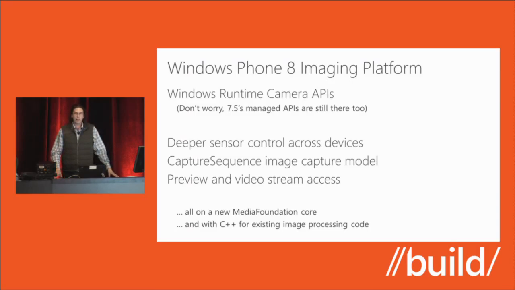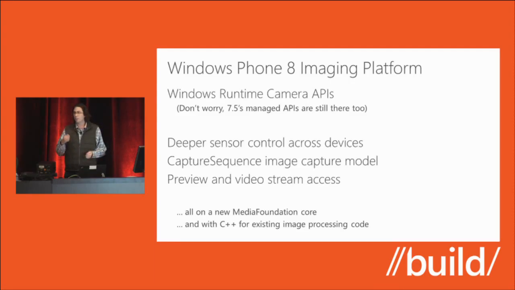So on Windows Phone 8, we're introducing a number of new Windows Runtime Camera APIs. The managed APIs from 7.5 are still there, but we think there are some compelling reasons to switch over to the new APIs. Primarily, it's about deeper sensor control that's present across multiple devices in the Windows Phone family. It's about this new notion of a capture sequence, which is a high-performance way to grab a frame off of the camera sensor. And it's about better access to preview and video streams coming off of the camera.